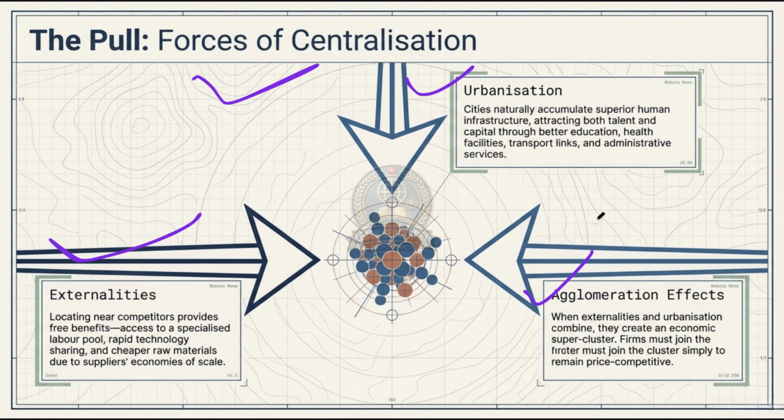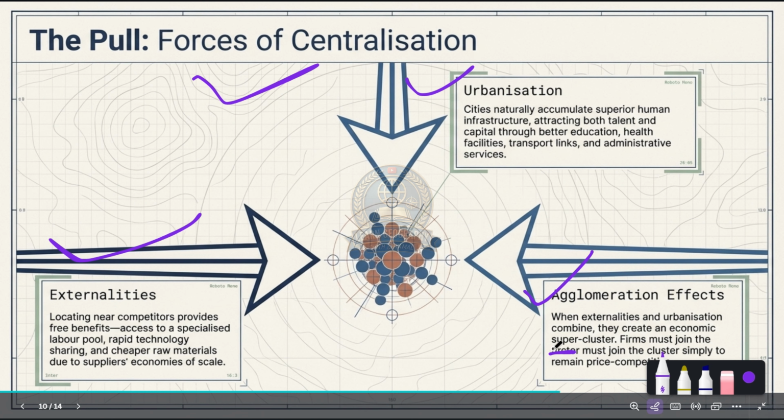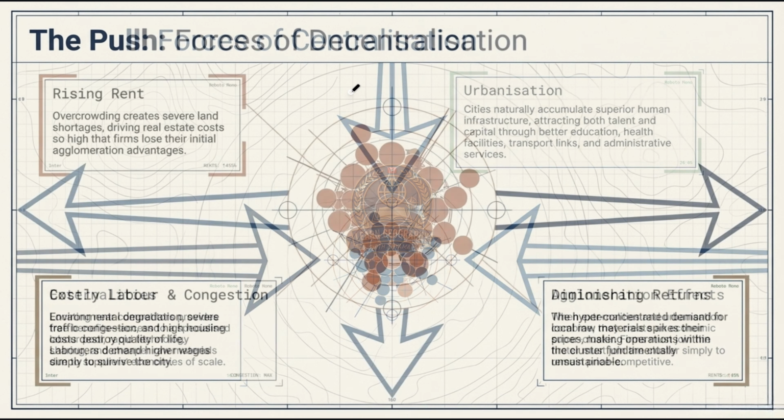Agglomeration effects. When externalities and urbanization combine, they create an economic supercluster. Firms must join the cluster simply to remain price competitive. Okay, this is a pull factor, the force of centralization.